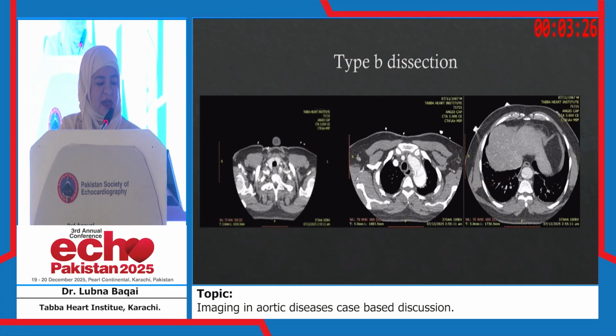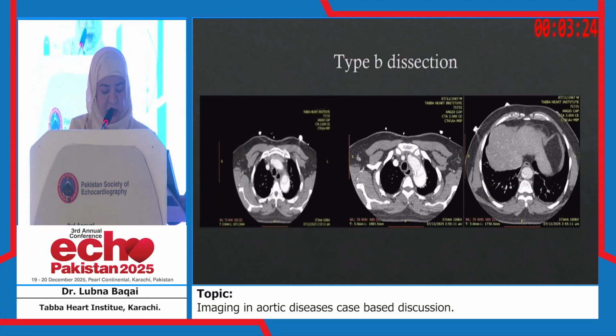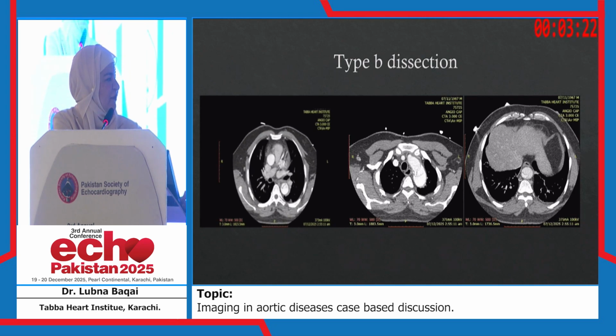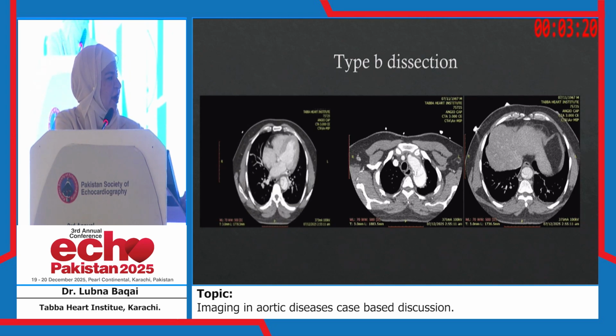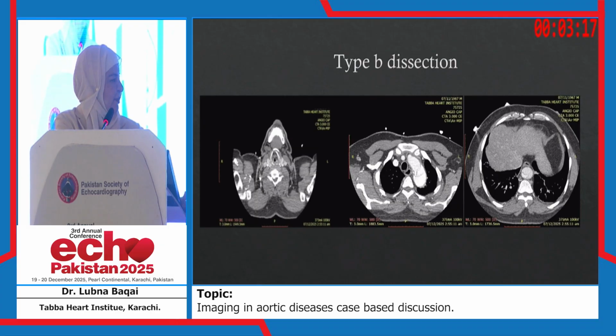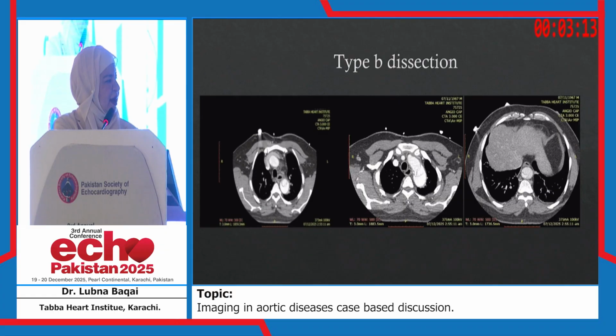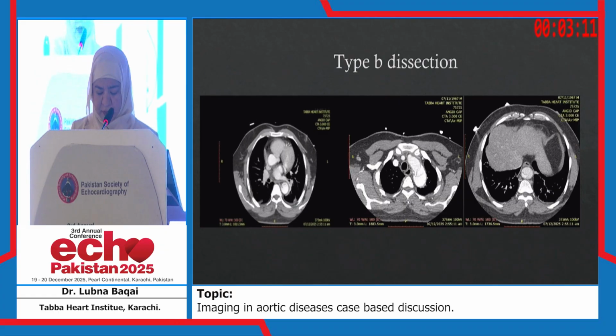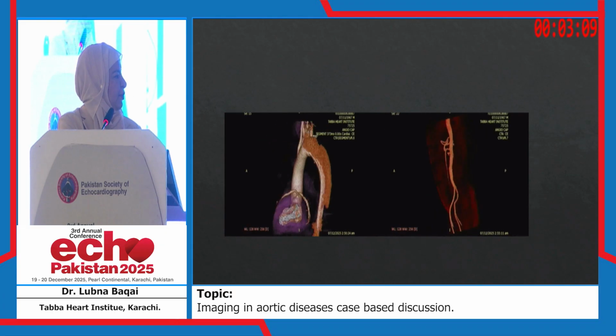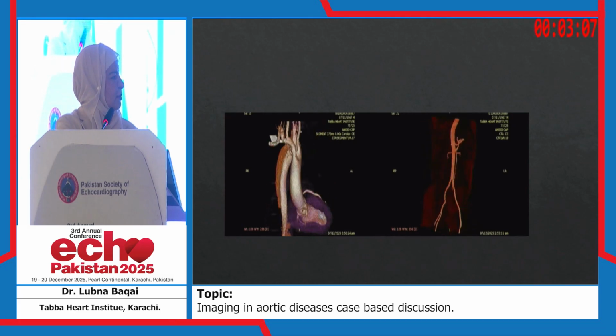Then we proceed for the CT scan. You can clearly see here is the dissection flap in the descending aorta starting just after the subclavian and extending up to the abdominal aorta. You can clearly see here. This is a CT moving image.